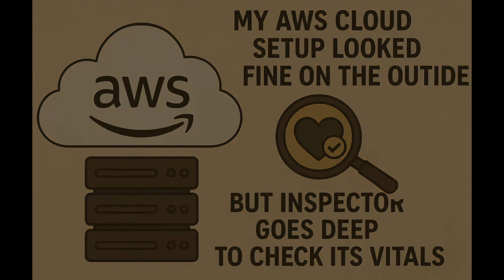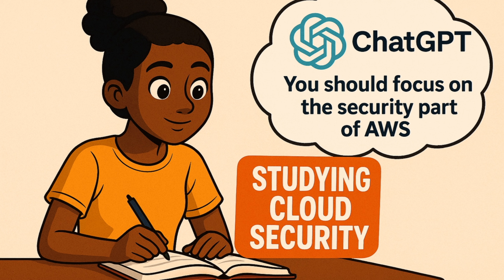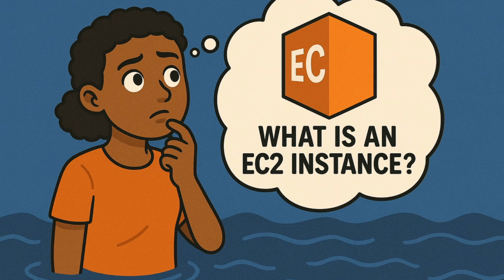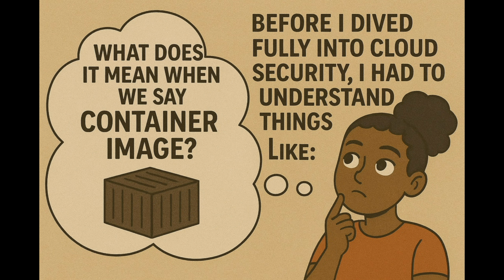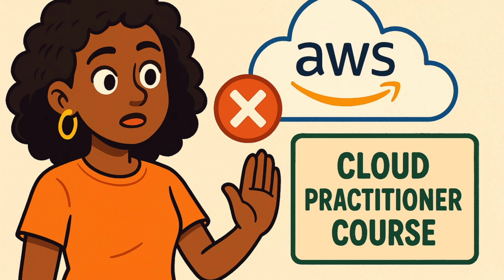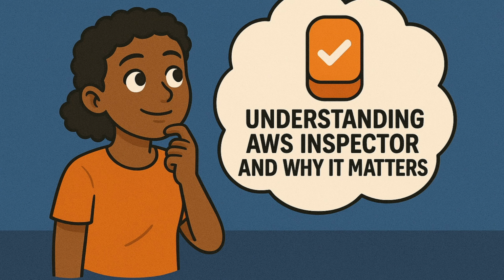Before we dive deeper, a quick side note on my AWS journey. When I started studying for cloud security, ChatGPT suggested I focus on the security part of AWS. But then I realized something. You can't protect what you don't understand. So before diving fully into cloud security, I had to understand things like what is an EC2 instance, how do APIs interact with services, and what does it mean when you say container images. So if you're watching this and you haven't taken the Cloud Practitioner course, I really suggest you do. It gives you the foundation to understand what you're even trying to secure.